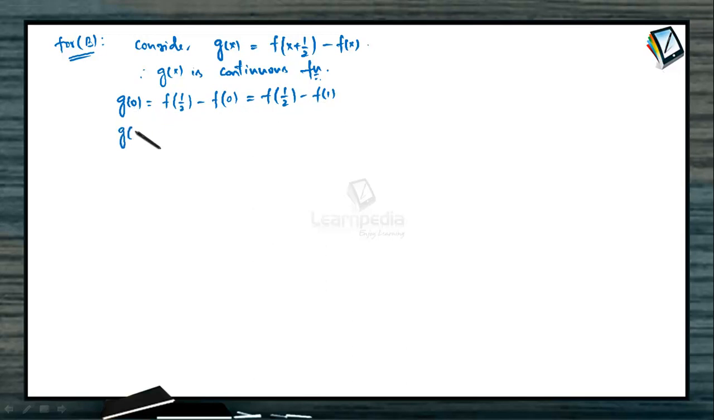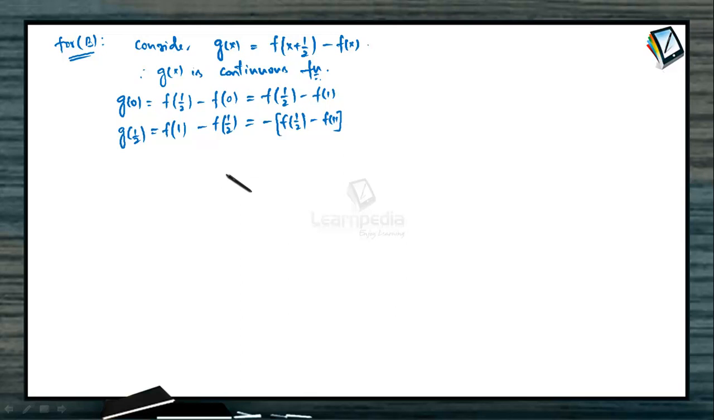Now let's also calculate g of half. What is g of half now? f of half plus half, that is f of 1, minus f of half. So this is minus of f of half minus f of 1.